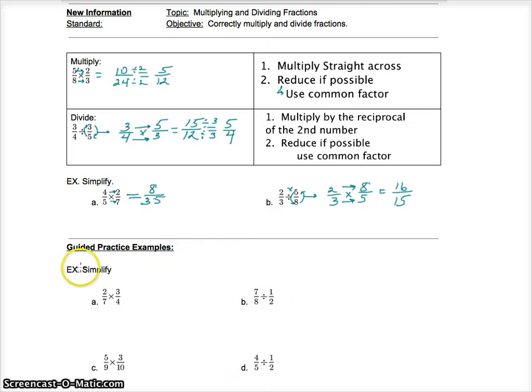So go ahead and with your partners now, with your group mates, complete the bottom 4 problems, A, B, C, and D, and we'll pop the answers up here in a minute.